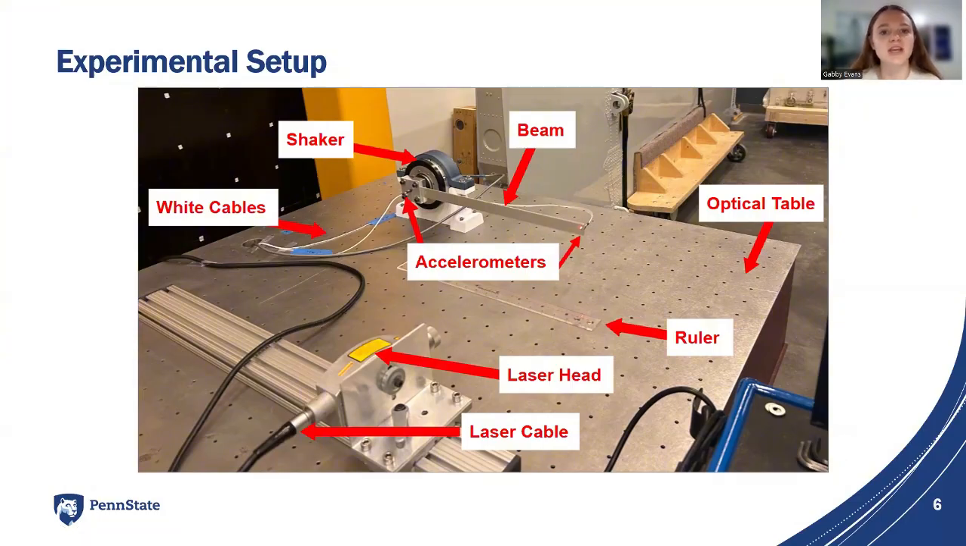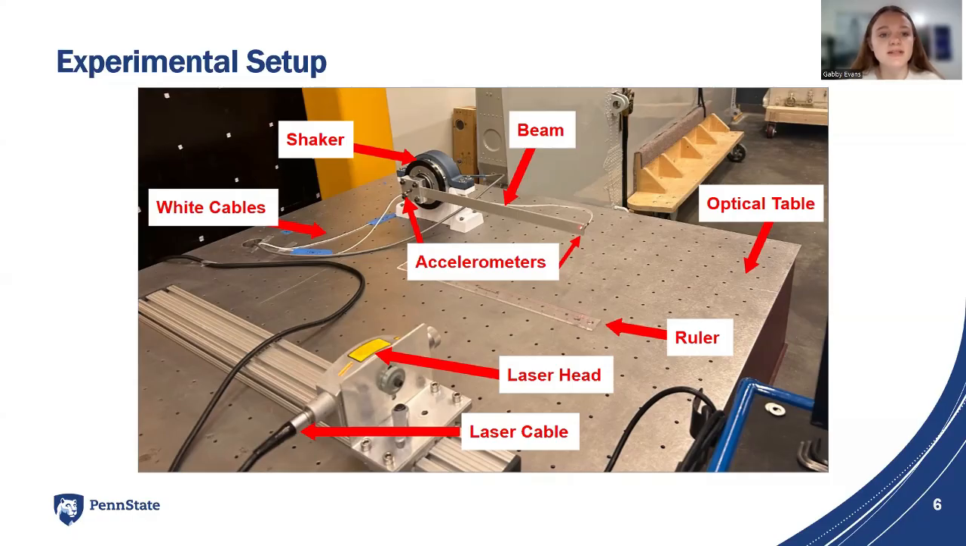At the fixed end, there was a shaker, which was used to shake and vibrate the beam, and there were also accelerometers at both ends of the beam, which is a tool that can measure how much the beam is vibrating. We also used a laser, and this shines onto the beam with a red dot shown and gets reflected back. And then sensors can measure how much the beam is moving at that specific point.